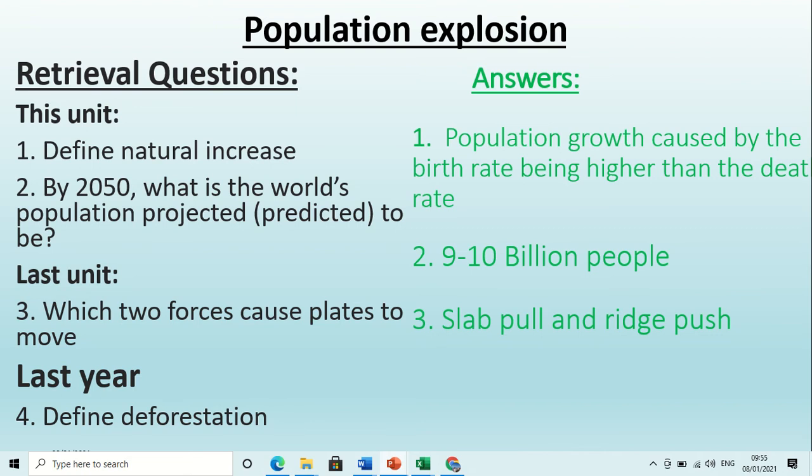So from last year, can you define deforestation? That is the permanent removal of trees. And then they're removing the trees to use that land for anything other than planting trees. So usually it's something like mining or as farmland or grass fields for cattle grazing.